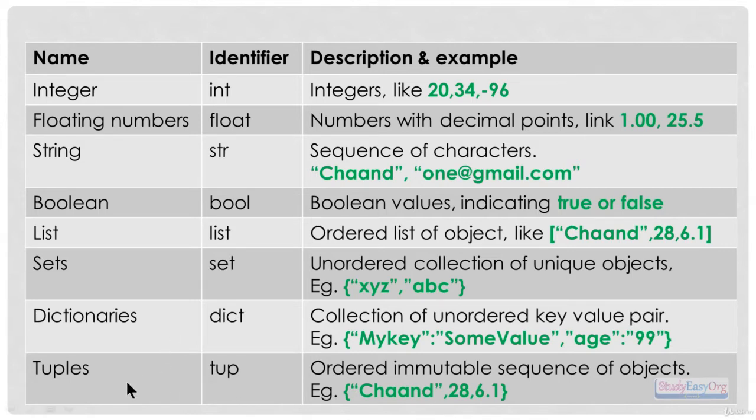And finally we also have the tuples. Tuples are an immutable sequence of objects. Now the only difference between lists and tuples is that tuples are immutable. This means that once we set a tuple, the values inside the tuple cannot be changed. Alright, so these are the types of data types which are available in Python. We will definitely discuss more about it. This is just a brief introduction.